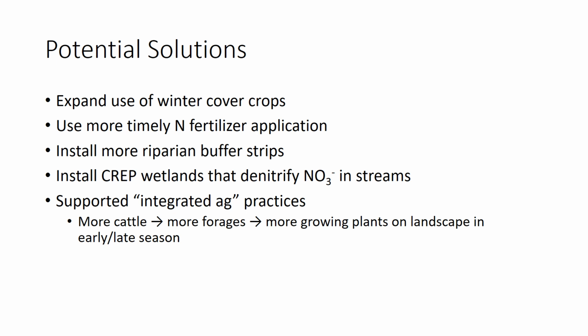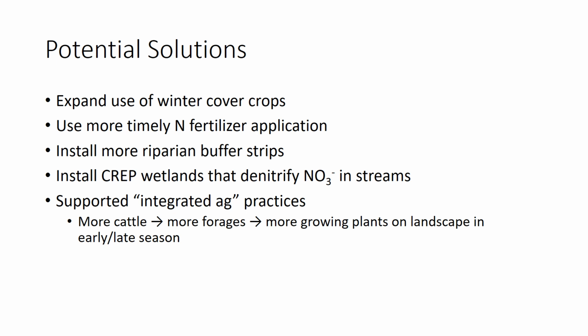Also, if they can install riparian buffer strips along the streams and ditches in those counties, that would help encourage denitrification and improve water quality. And also installing constructed wetlands to denitrify the nitrate that's in the streams would go a long ways as well. And also, if there was more integrated agriculture practices, for example, if there were more cattle that could consume more forages, then that would mean that there would be a larger portion of the landscape that is being used for growing plants other than corn and soybeans.